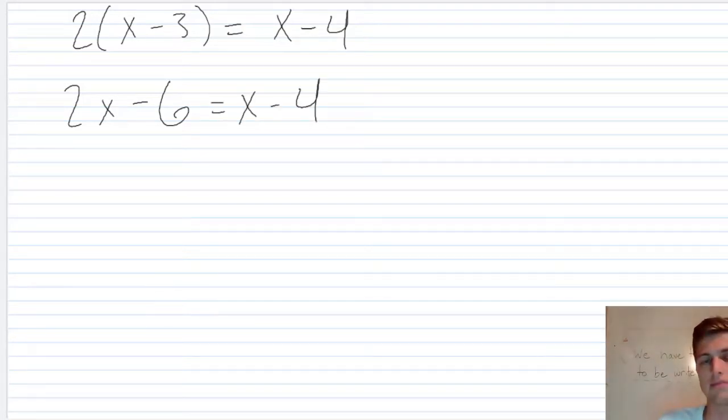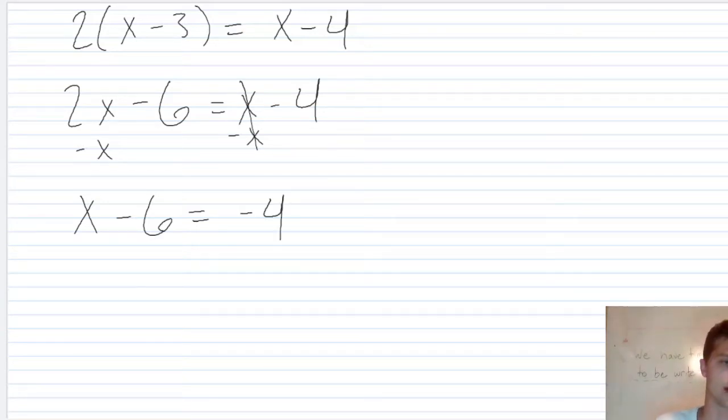And now we want to combine like terms. So we want to get all the x terms together and all the non-x terms together. So let's move all the x's to one side. How do we move one x to the other side? Well, we subtract that x, and what we do to one side, we have to do to the other. So we have 2x minus x, which just gives us x on this side. And then on the right, these two things cancel, just leaving us with minus 4.